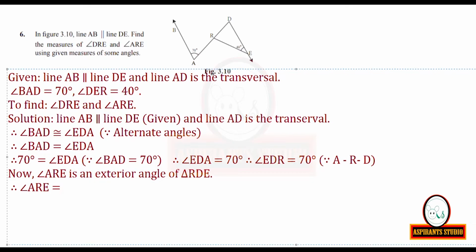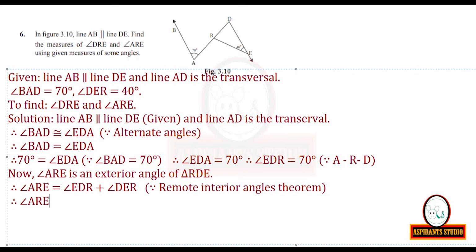So you can use the remote interior angles theorem. According to the remote interior angles theorem, measure of the exterior angle will be equal to the sum of the measures of the two remote interior angles. So, measure of angle ARE is equal to measure of angle EDR plus measure of angle DER, because angle EDR and angle DER are the remote interior angles.